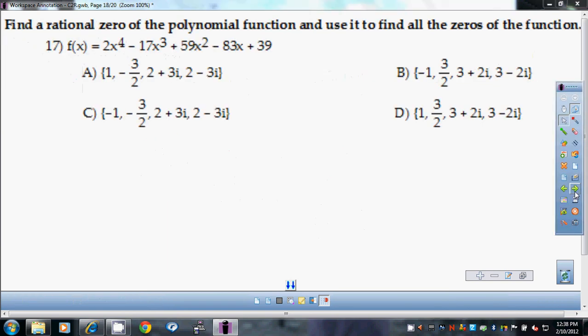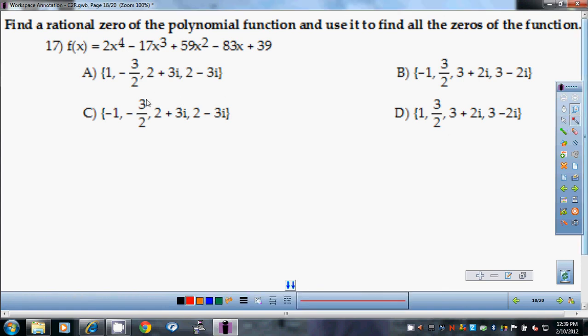Okay. 17. Find a rational zero. So, this one you have to do P's over Q's. But again, your P's over Q's are going to be 1, 3, 13, 39, and then 1 and 2. But context clues. It's going to be either positive or negative 1 or positive and negative 3/2. Those are the only options it gives you that aren't imaginary. So let's try those. Which one do you want to try first?